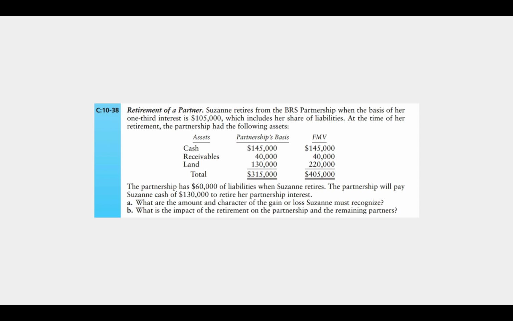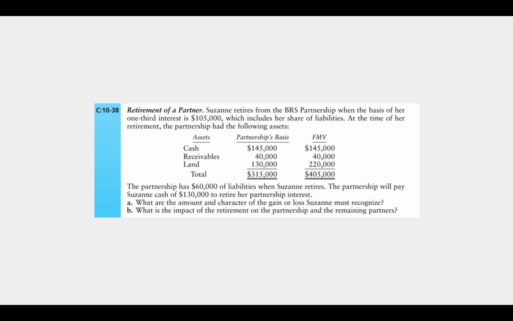In problem 38, Suzanne retires from the BRS partnership when the basis of her 1/3 interest is $105,000, which includes her share of liabilities. At the time of her retirement, the partnership had the following assets. The partnership has $60,000 of liabilities when Suzanne retires. The partnership will pay Suzanne cash of $130,000 to retire her partnership interest. A, what are the amount and character of the gain or loss Suzanne must recognize?